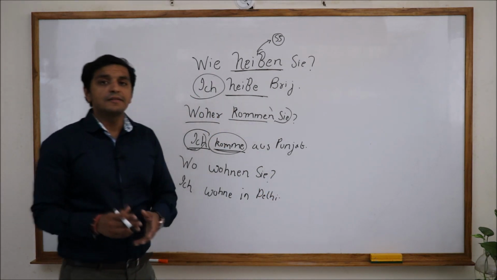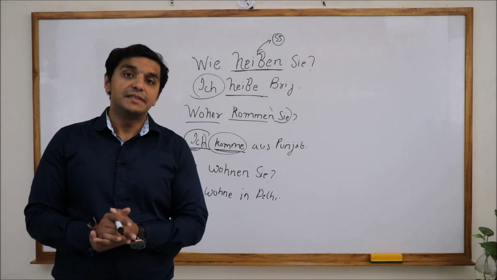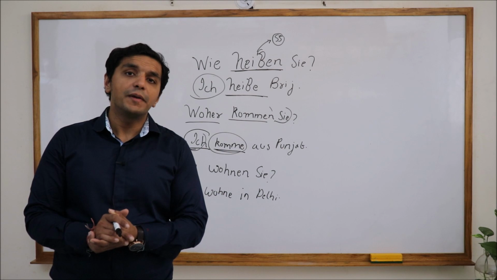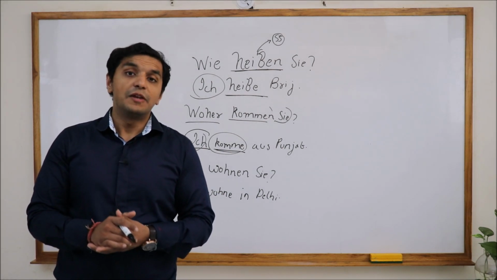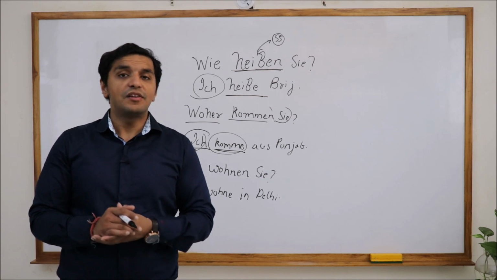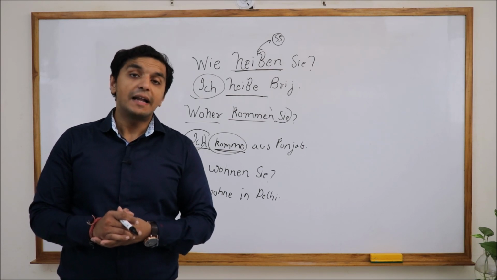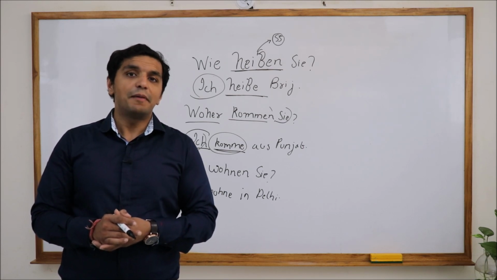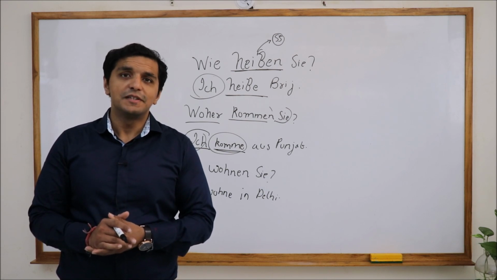Through the answer to this last question, you have told the speaker at the other end that you live in Delhi. Now the German speaker that you have been conversing with knows that your name is Bridge, you come from Punjab and you live in Delhi. In this way, using these three simple questions and the three simple answers, you have been able to make your first conversation in German and tell the German speaker that you have made some efforts to learn German and you are continuing with the same, and make a good first impression.